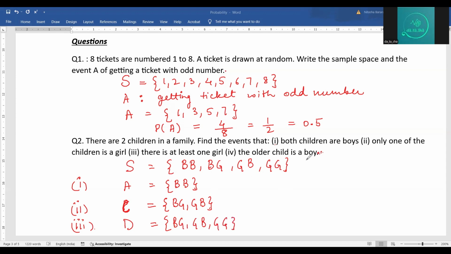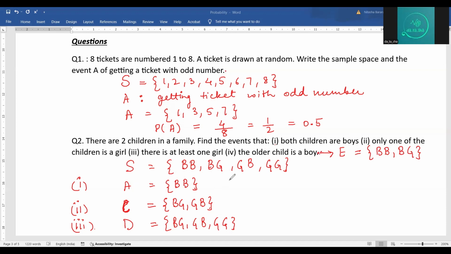And the older child is a boy. So older child is a boy means that the first child is a boy. So the event in this case would be either BB or BG. If we need to find out the probabilities of these, we can easily find it.